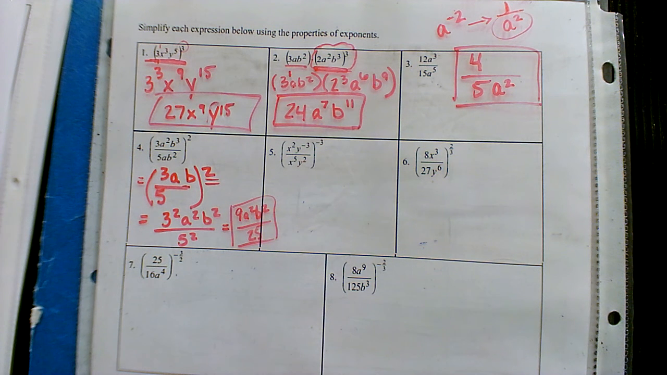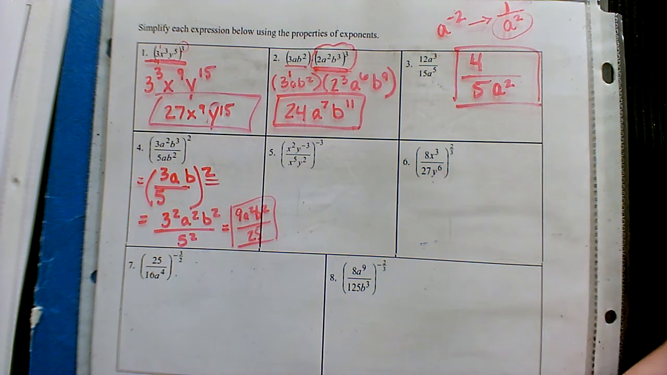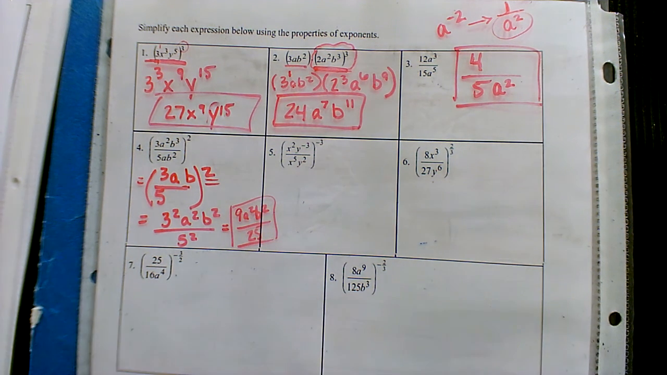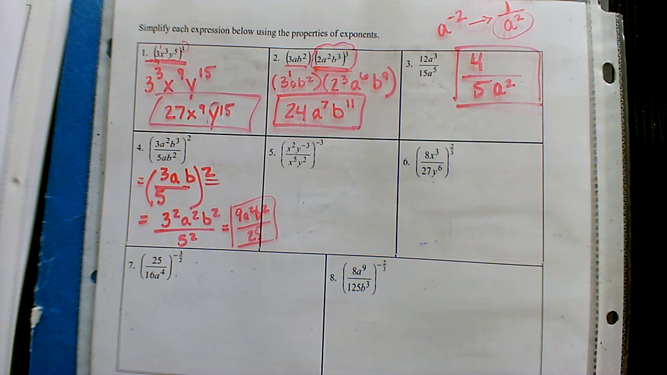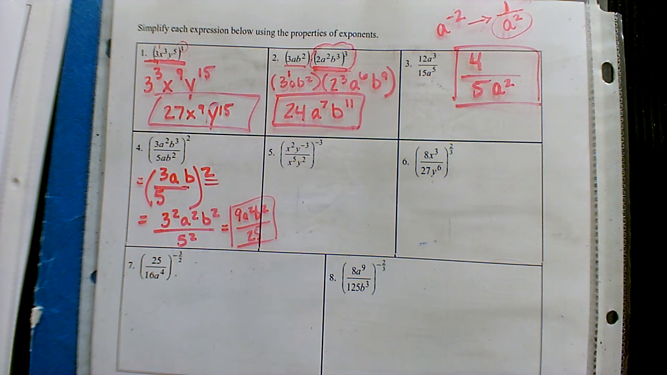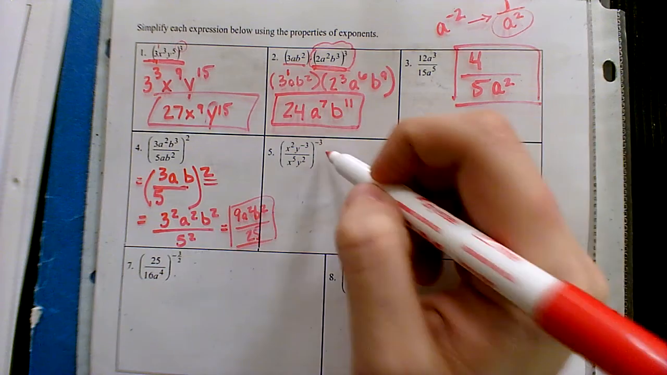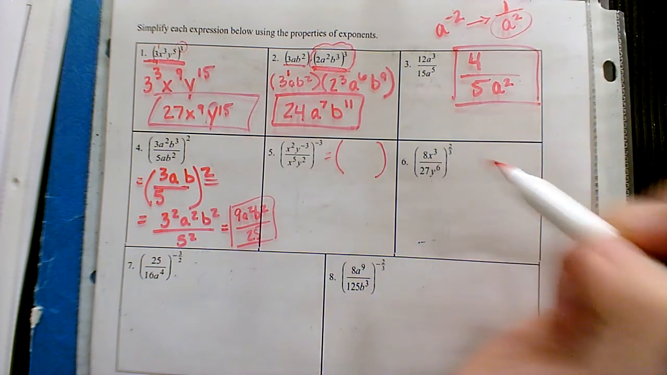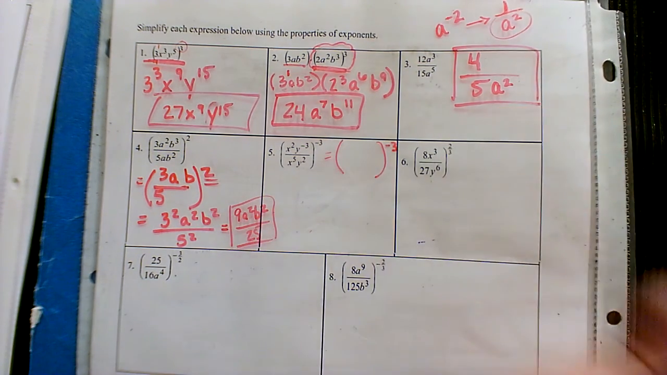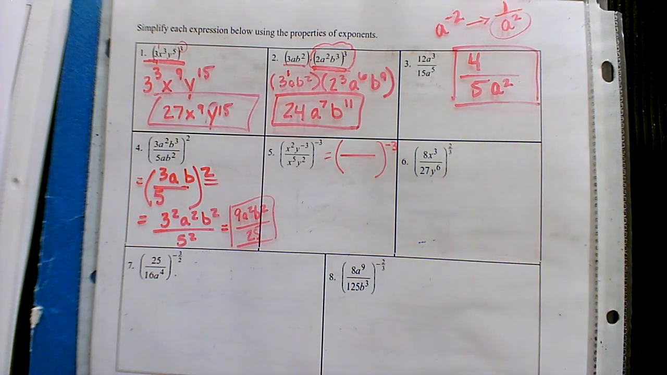You have a shot? Yeah. Do you know the whole process or just the answer? Give me the first thing that you notice. Okay, the first thing that I noticed. So, there's x's and y's on both top and bottom. So you can get 1 over x to the third, y to the fifth.